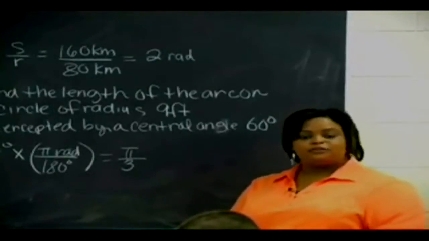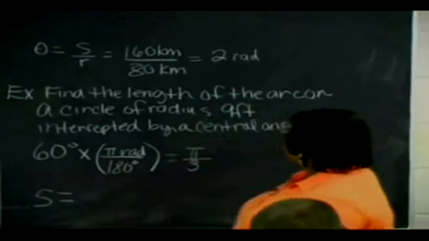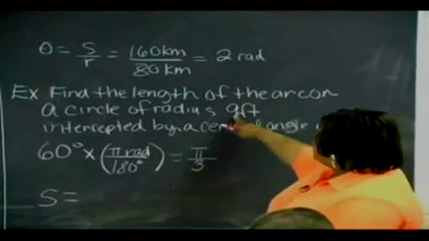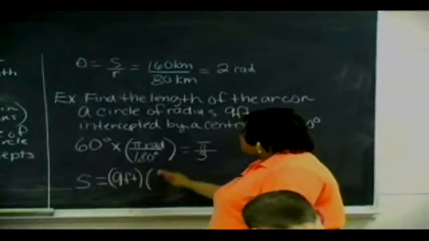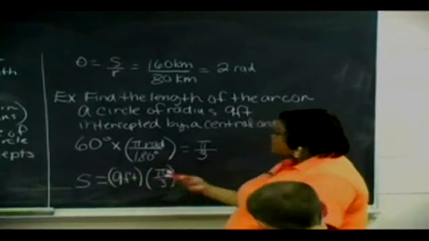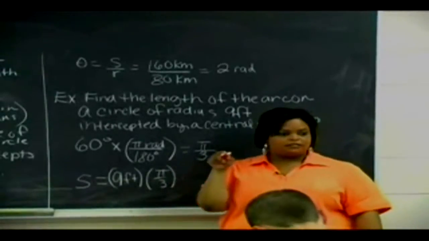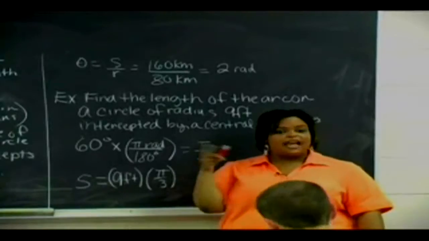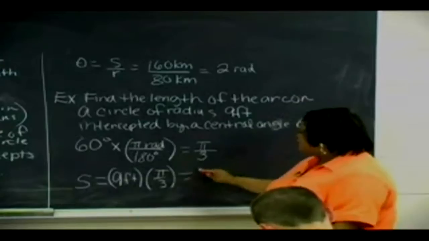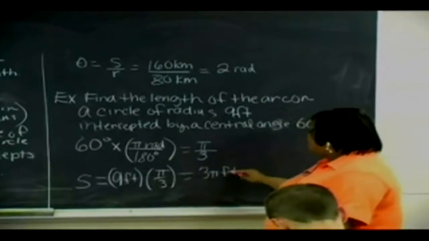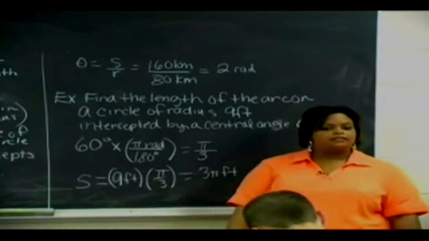I can go about doing the problem. They want us to find the arc length, right? When we have a radius of 9 feet, that means that our arc length will also be measured in what unit? Feet. So we need to say whatever feet. 3 goes into 9 3 times, so 3 pi feet. That represents my arc length. Okay?